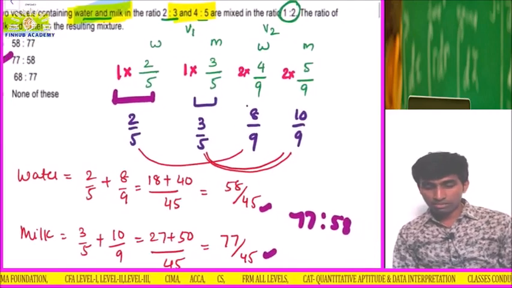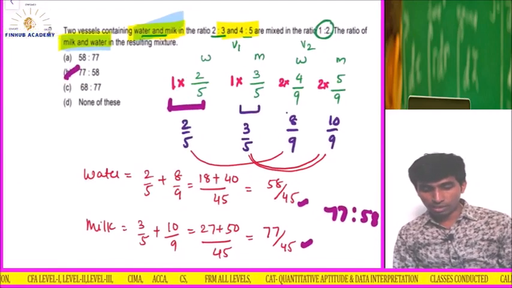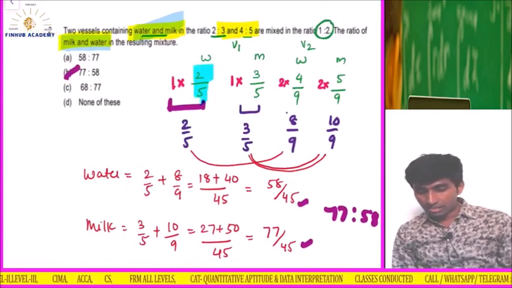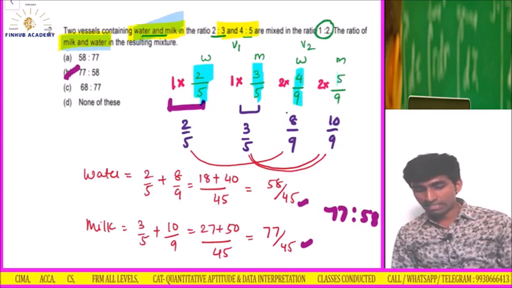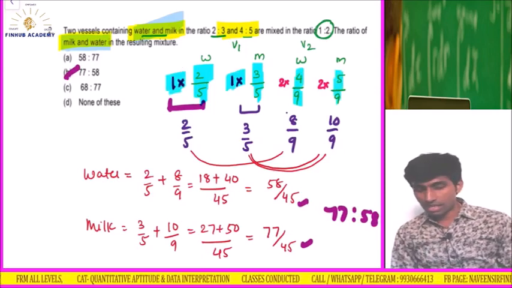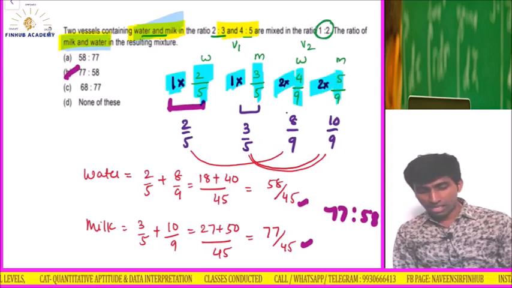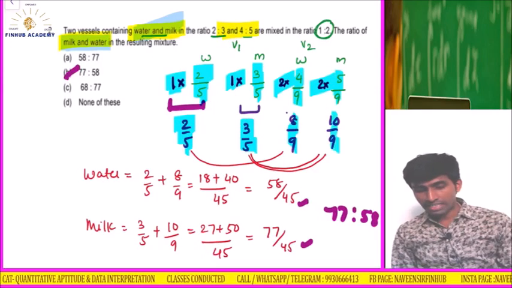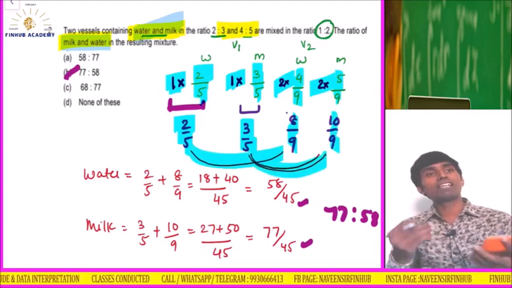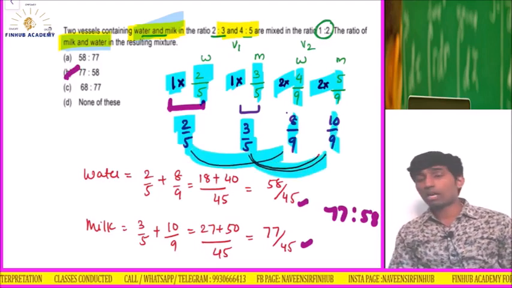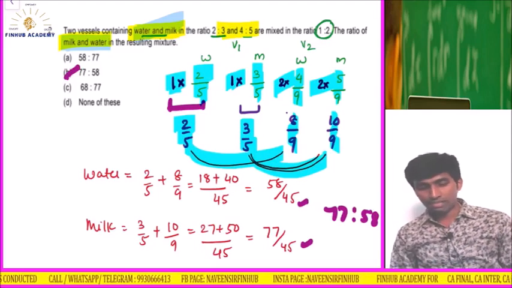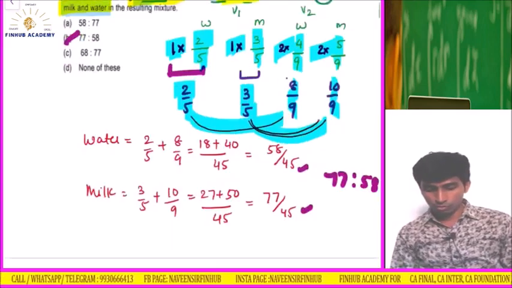So what have we done? We have taken the ratio. We first calculated how much water we have in the first vessel, how much milk, and the same way for the second vessel. The ratio was 1:2, so I multiplied by 1 for the first vessel and by 2 for the second vessel. I got the ratios. And then I added the milk and water components because I have to find the ratio of the mixture. How much milk is there, how much water is there, that ratio I want. So I have added it and calculated. Okay, let's move to the next question.